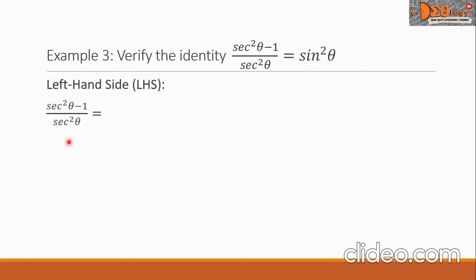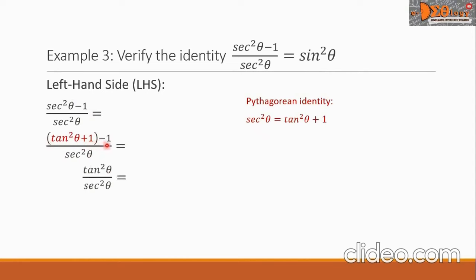I copied the left hand side in here, and then one Pythagorean identity says secant square theta equals tangent square theta plus 1. I am going to replace the secant square theta of the numerator with this value, tangent square theta plus 1. So I have here now tangent square theta plus 1 minus 1 all over the secant square theta. If I remove the grouping symbol here, the plus 1 and the minus 1 will cancel each other. So after cancellation, I will now have tangent square theta over secant square theta.